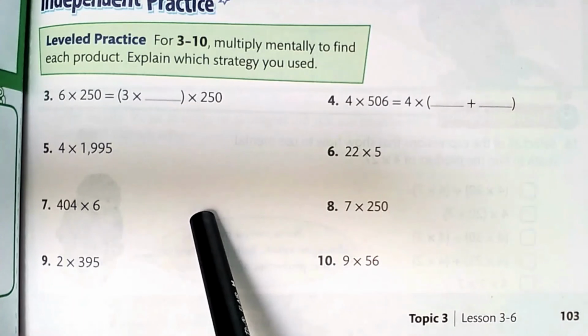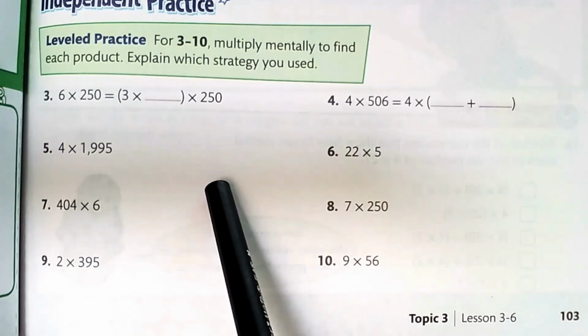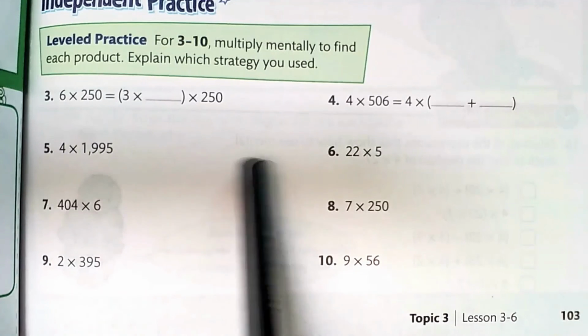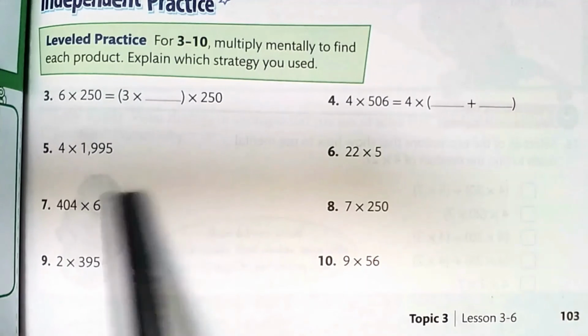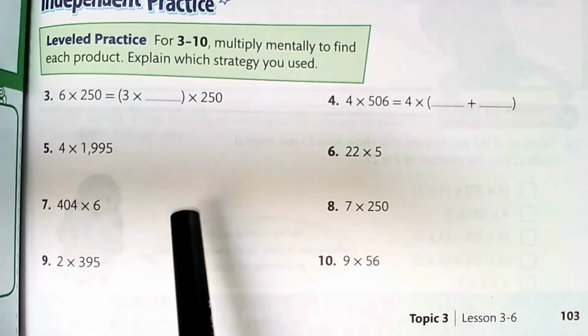So you're not just saying, I'm going to use the commutative property. You're going to show me how, in the space that you have, show me how you use it, show all of your work, and find your product.